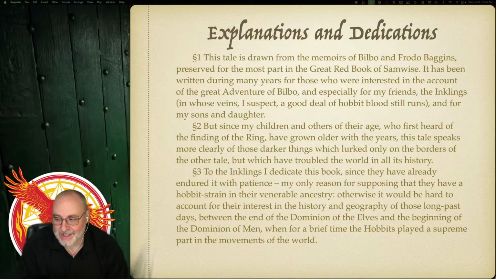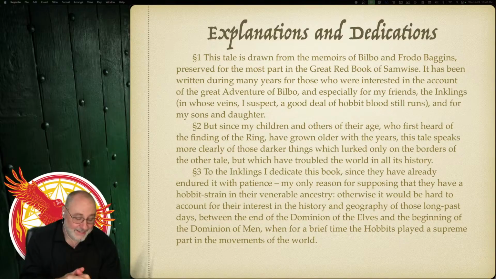Jackie is LOLing about "endured it with patience." Right, Jackie, one does feel one needs to add more patience than others. There were certain of the Inklings, Dyson very famously, who did not endure the Lord of the Rings with very great patience. But others, of course, like C.S. Lewis, with a great deal of patience.